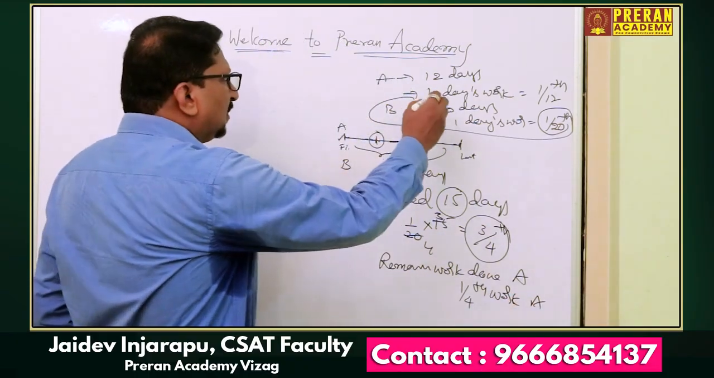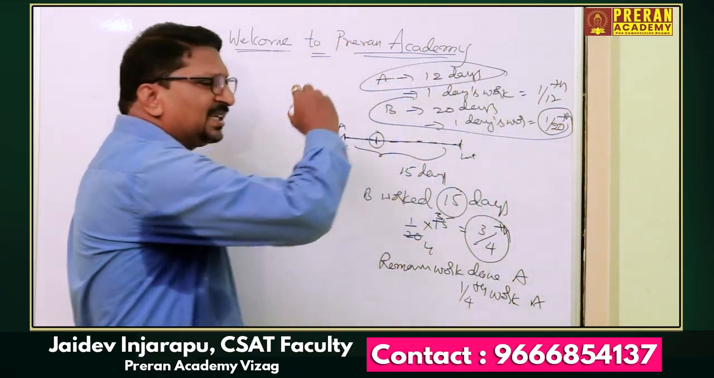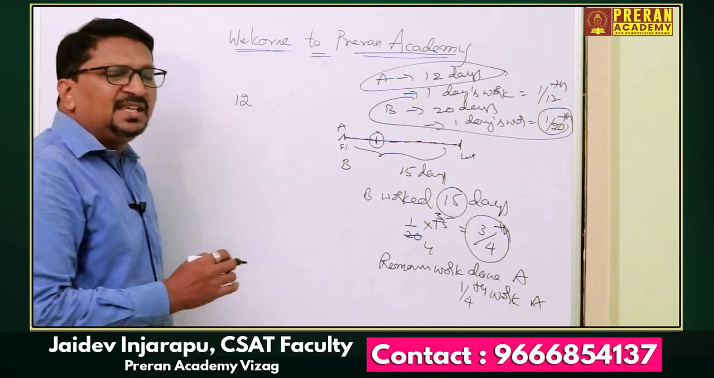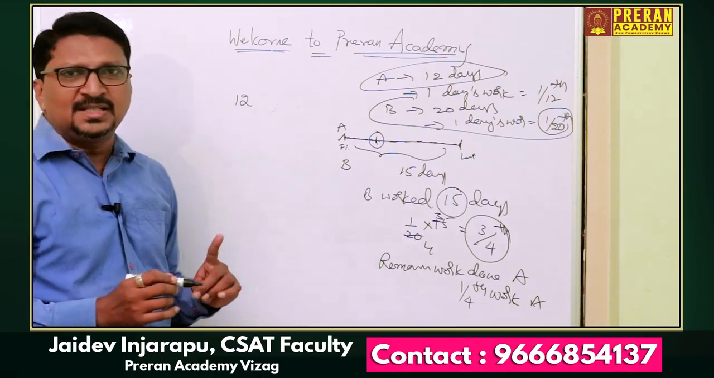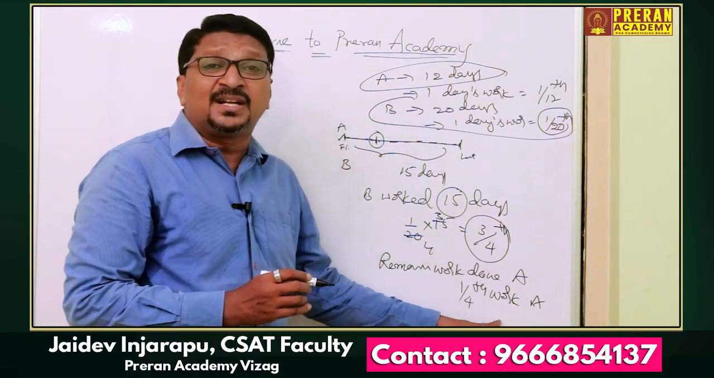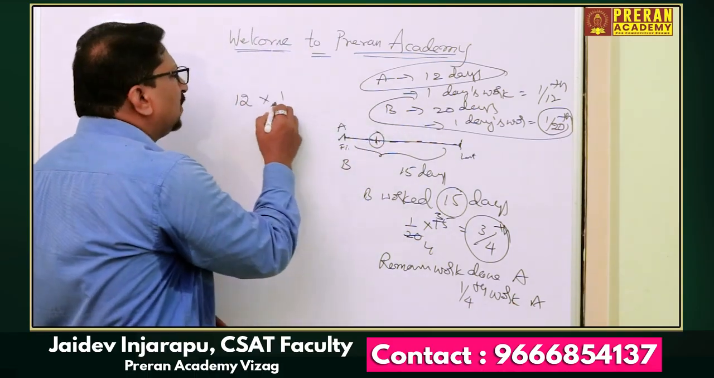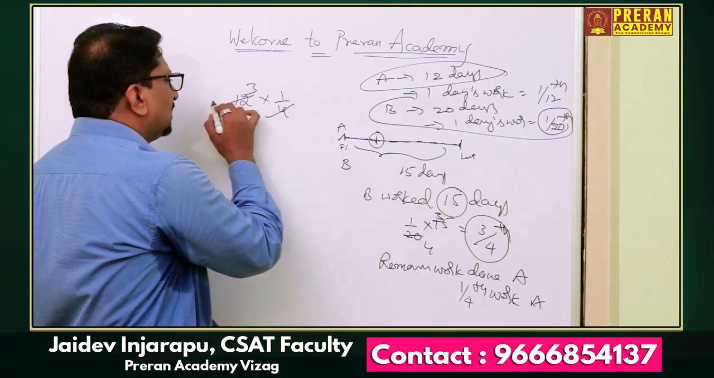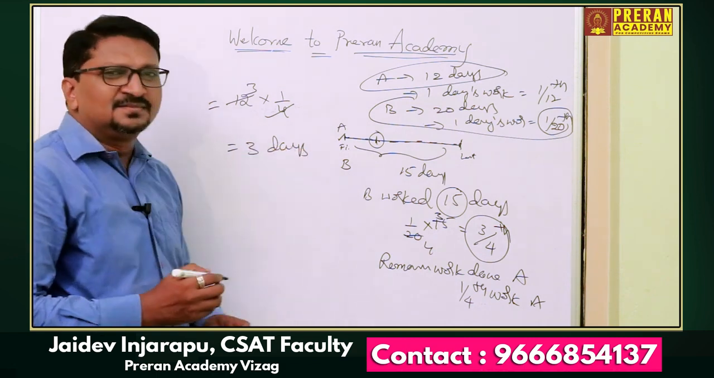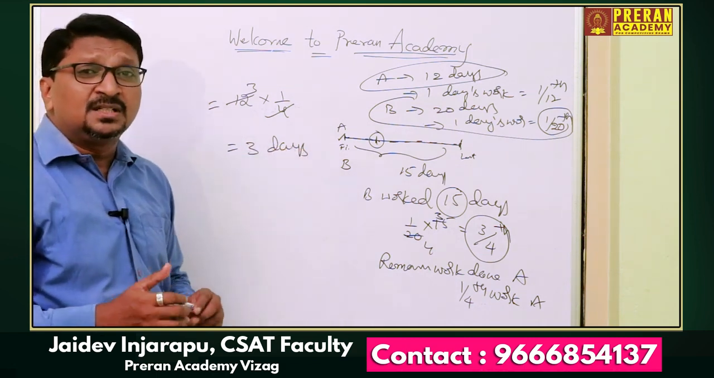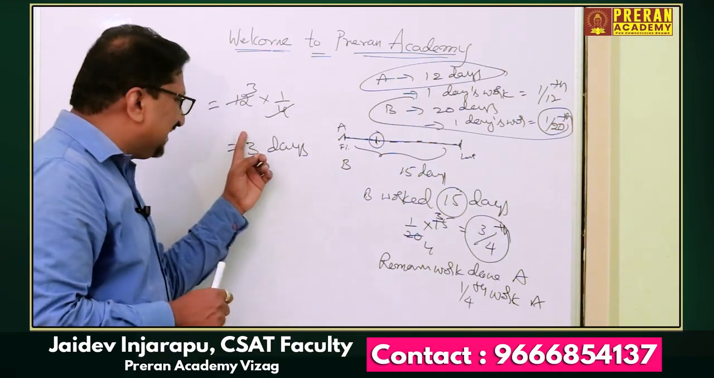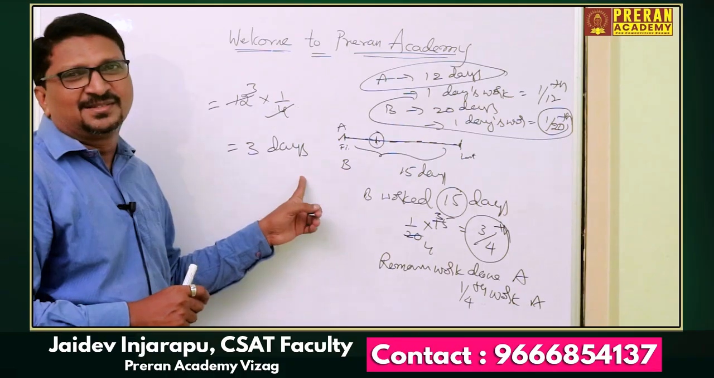Now, see here, what is the first point? A can finish the total work in 12 days. He has done only 1/4 of the work. So, how many days has he worked? 12 into 1 by 4. 4 1s are 4, 4 3s are 12. So, he worked for 3 days only. So, what was the question? After how many days did A leave the work? After 3 days, A left the work.